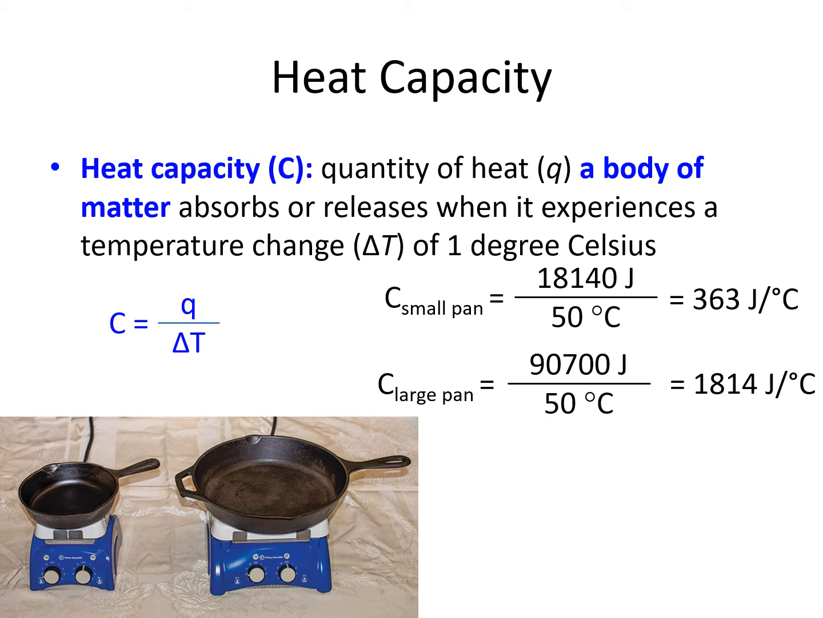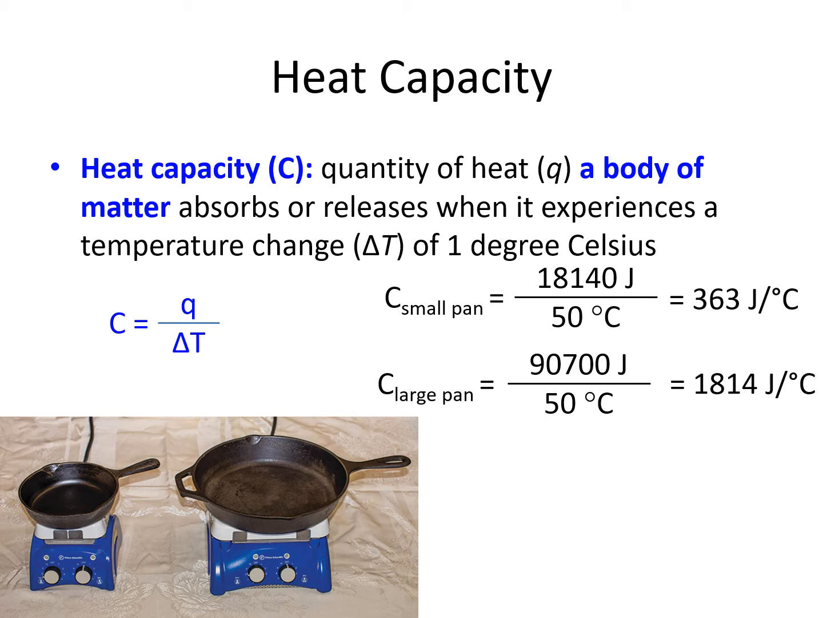So we could have two different pans, and we heat them up with a temperature change of 50 degrees Celsius. So let's say it started out at 25 Celsius and went up to 75 Celsius. 75 minus 25 equals a 50-degree temperature change. So let's say we heated it up by 50 degrees and measured the amount of energy needed to do that. For our small pan, it only needed 18,140 joules to make that temperature change. For the large pan, it needed 90,700 joules for that same temperature change.